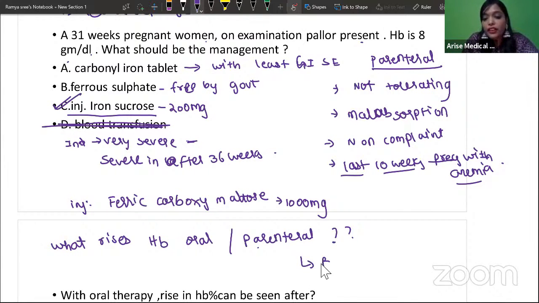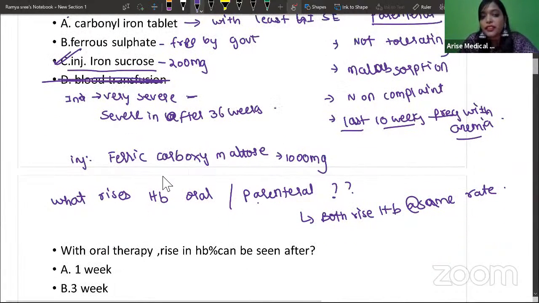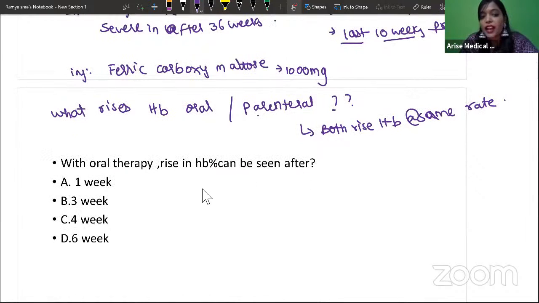Both raise hemoglobin at the same rate. I repeat, both raise hemoglobin at the same rate. Actually I kept the next question for later, so I'll just show it so we finish it off. Hemoglobin rise is seen after how many weeks? 1 week, 3 weeks, 4 weeks, 6 weeks.